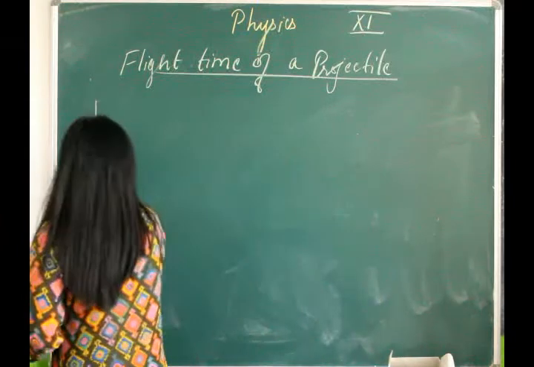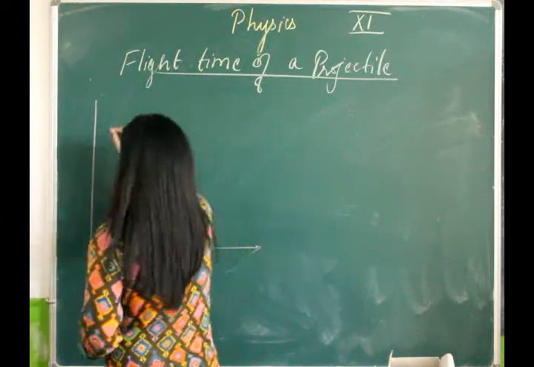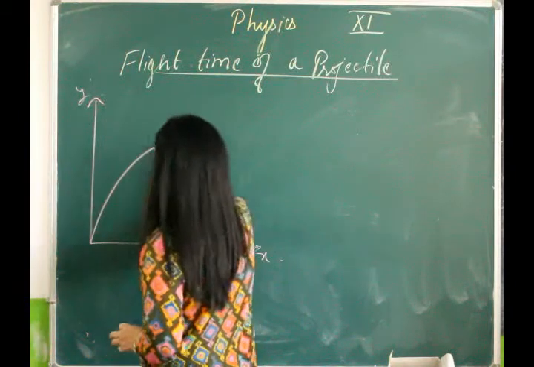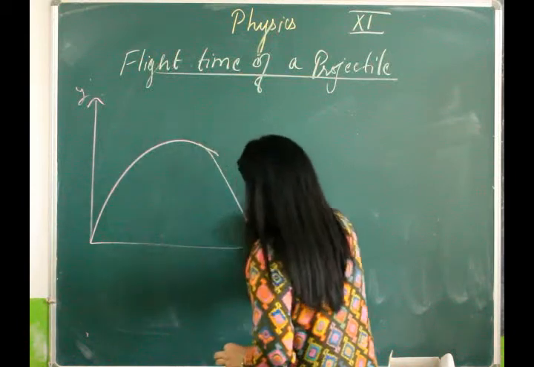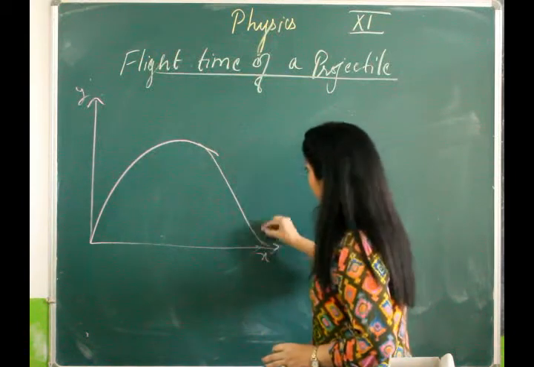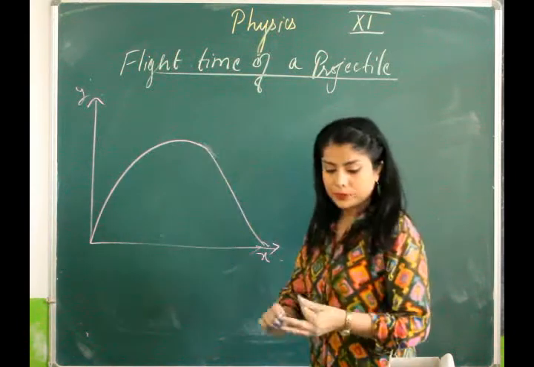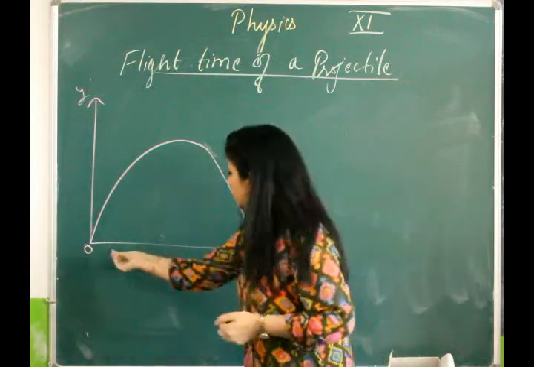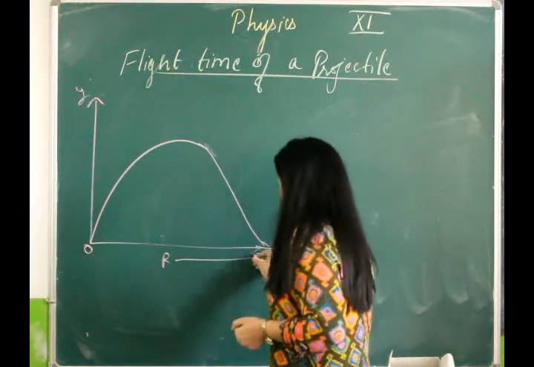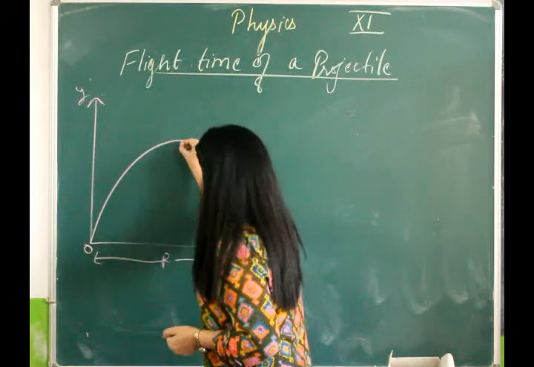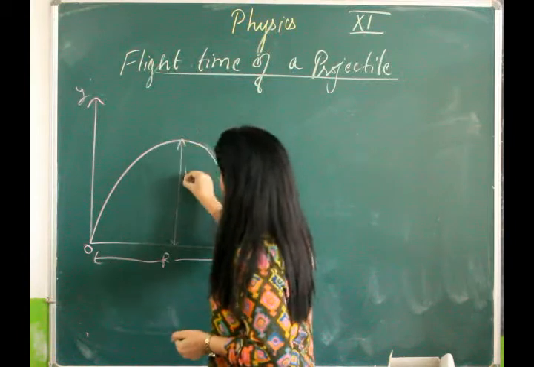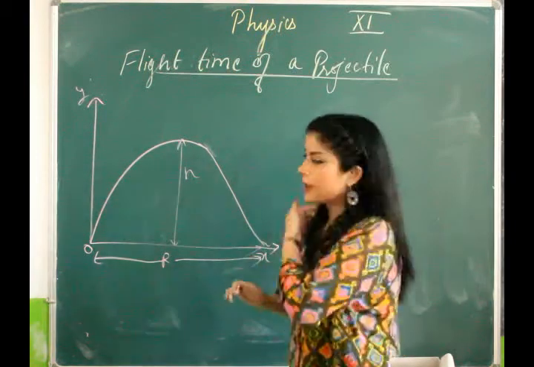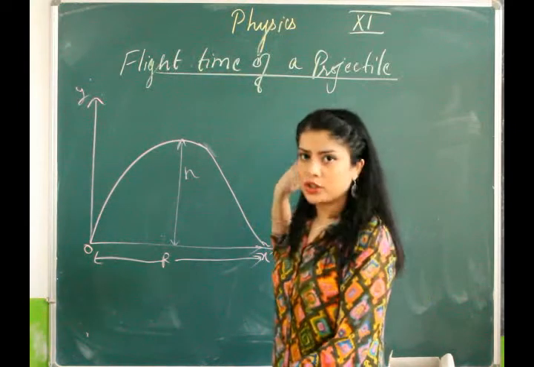So there was a projectile motion. A body was moving in a path like this. This was a part of the motion. O, and this was the range of the projectile. This was the maximum height of the projectile. This was given. Now, in today's class, we will discuss the flight time of a projectile.